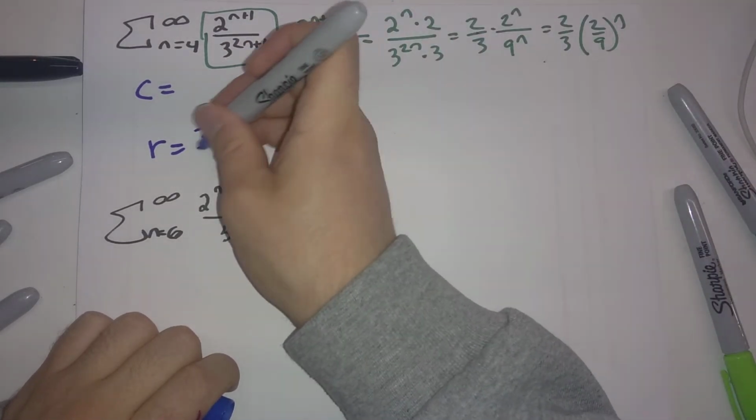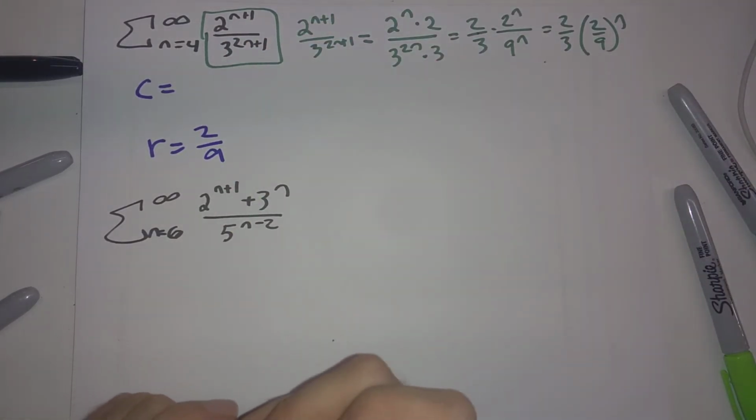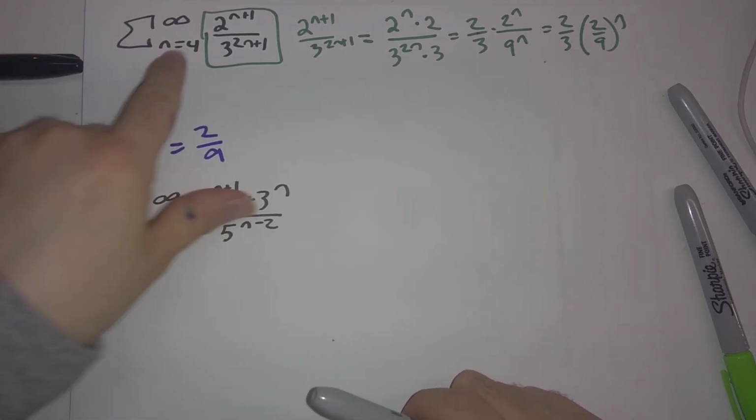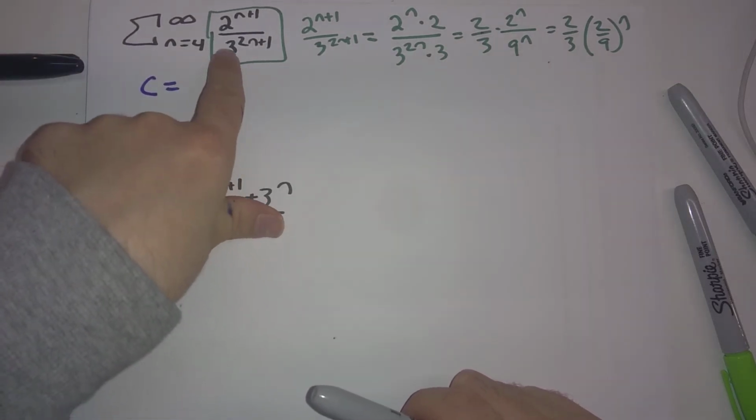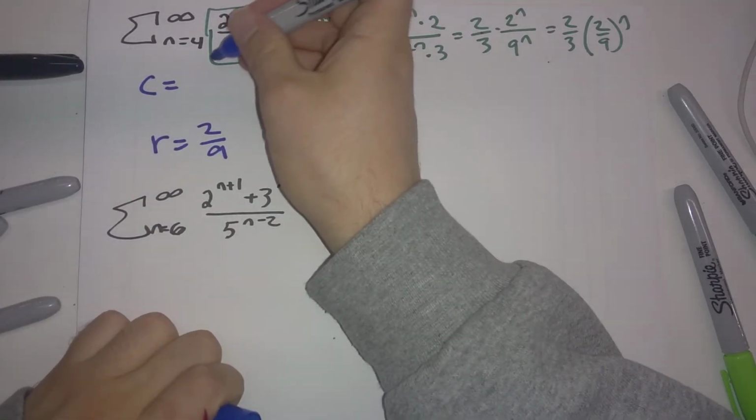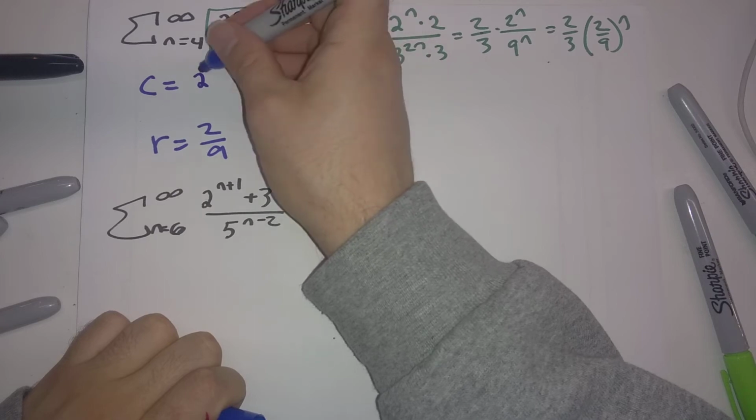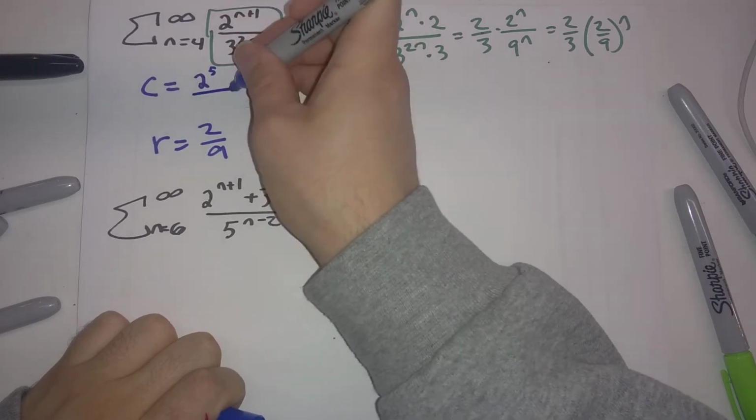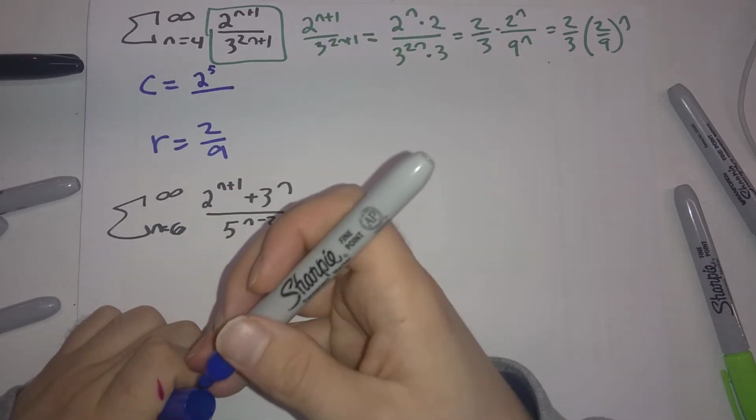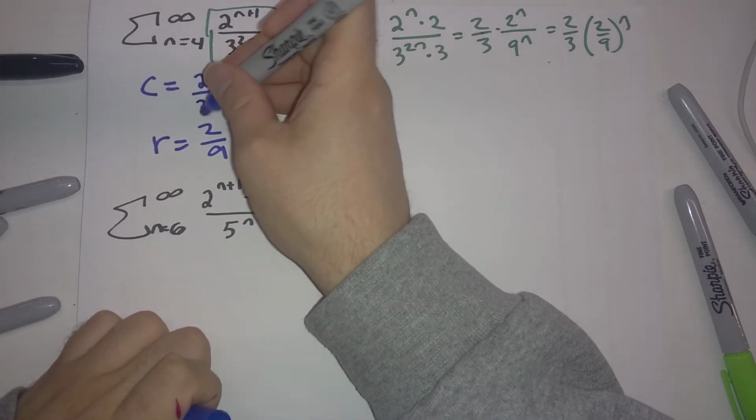R is 2/9, less than 1 in absolute value. Life is good. What's our initial term? We need to plug in n is equal to 4. So when we plug in n is equal to 4 into our general term, we have 2 to the 4 plus 1, which is 2 to the 5th, divided by 3 to the 2 times 4 plus 1, 3 to the 8 plus 1, 3 to the 9th.